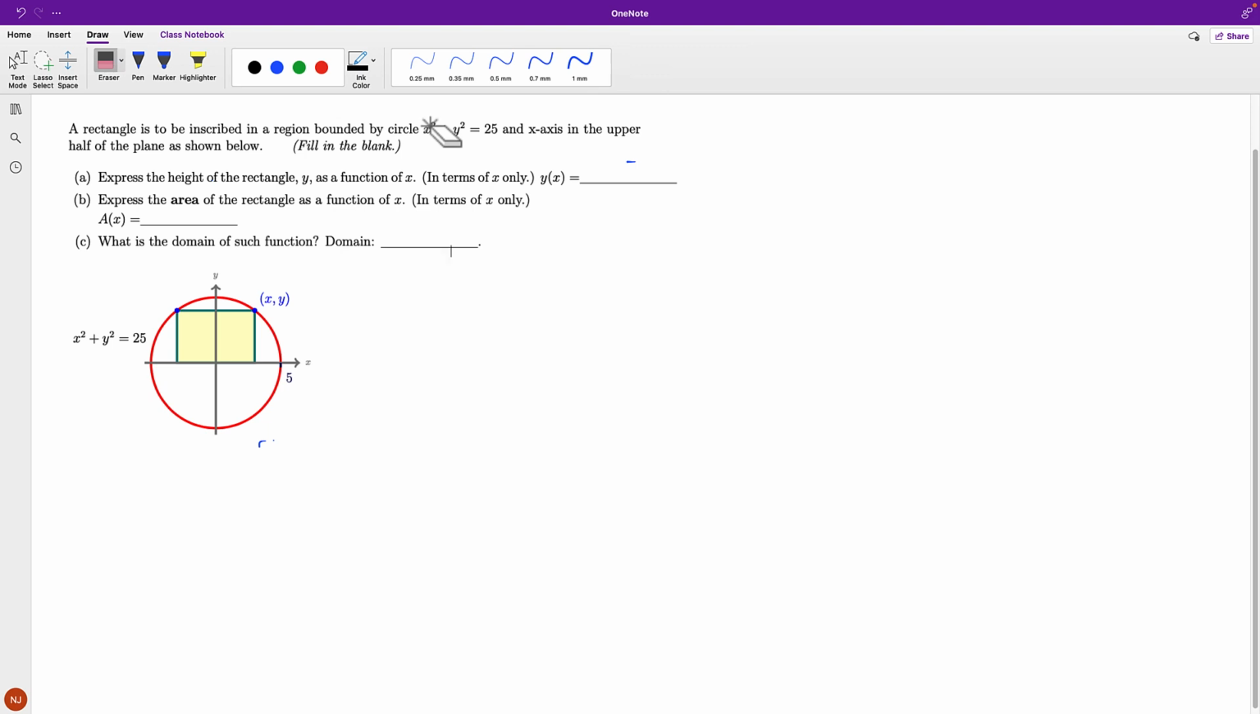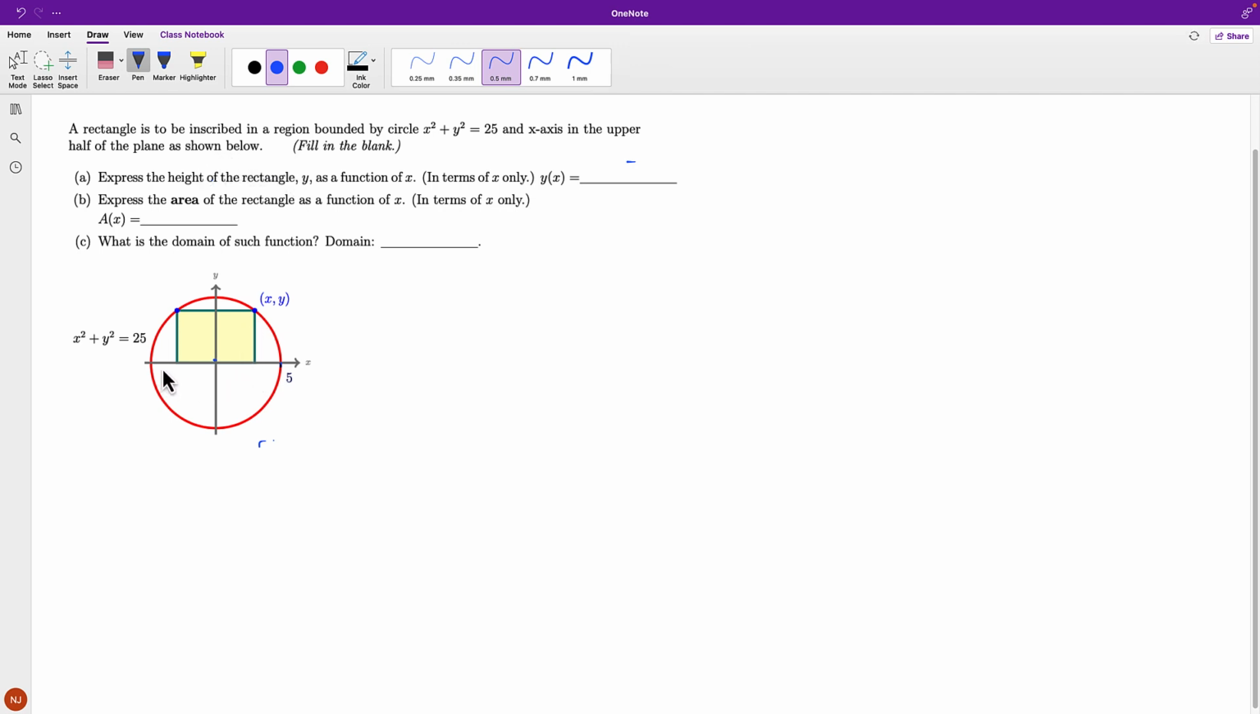So this question is asking us, a rectangle is inscribed in a region bounded by a circle, x squared plus y squared equals 25. What is that circle? A circle centered at the origin, with radius 5. And the x-axis, in the upper half of the plane as shown below.